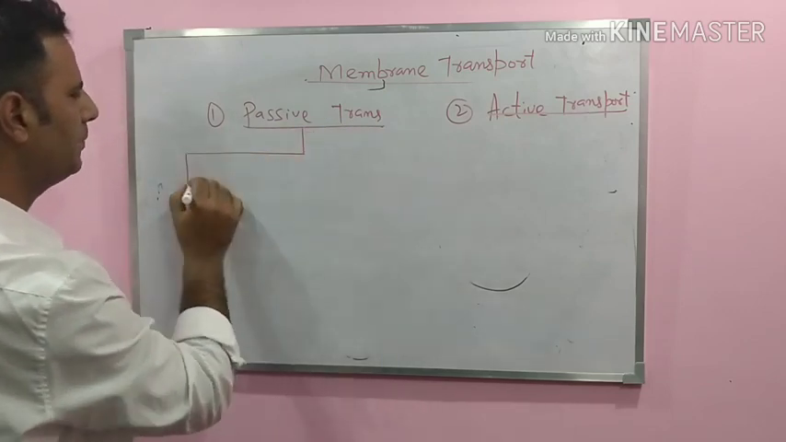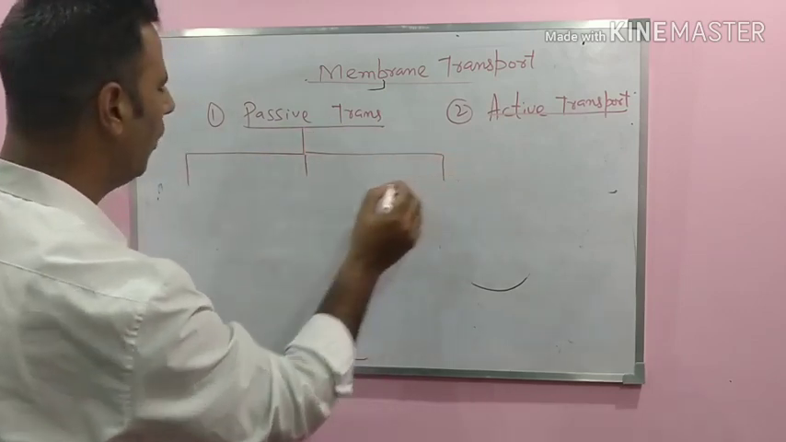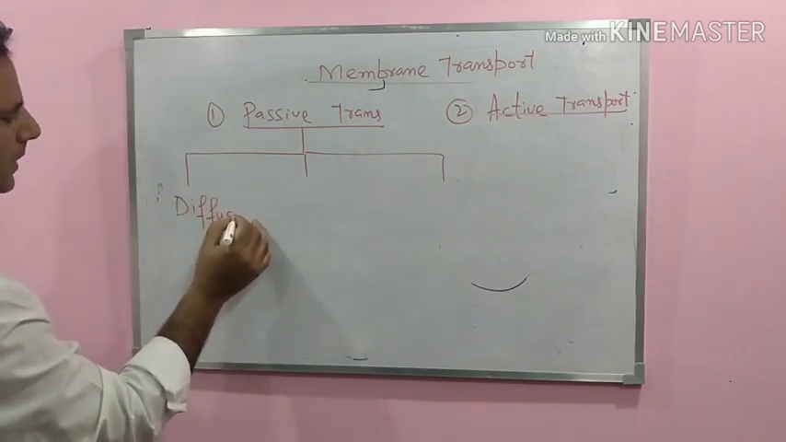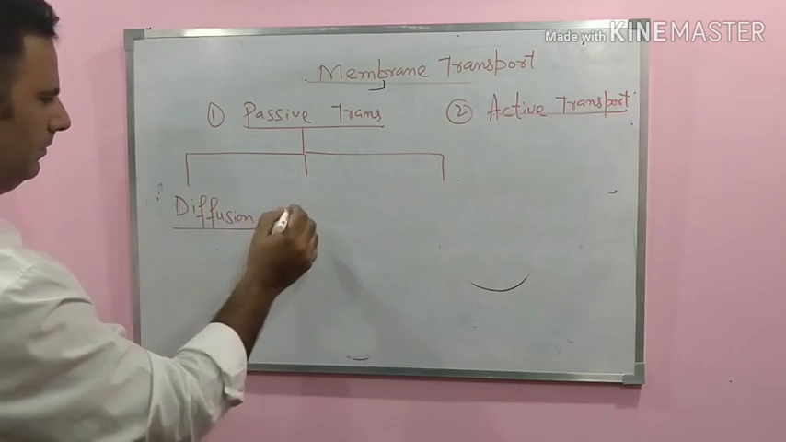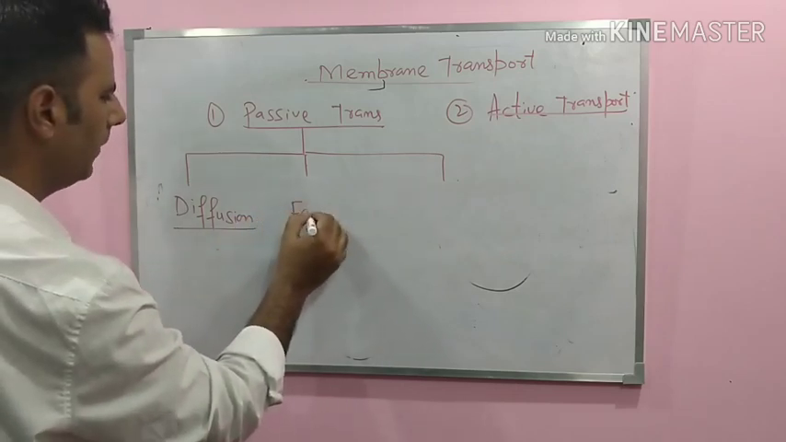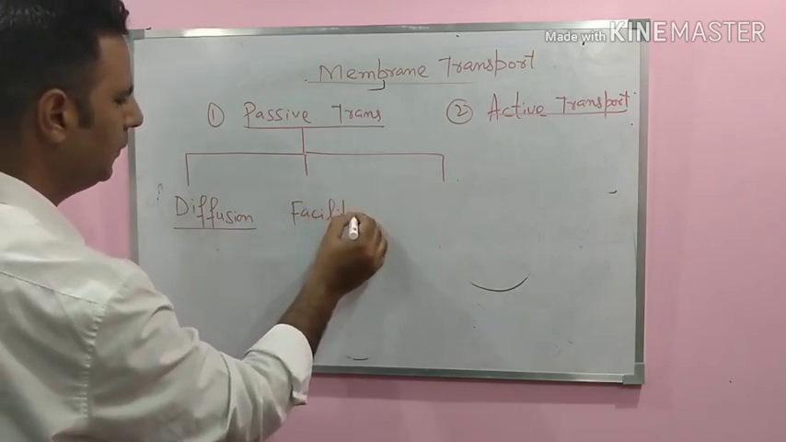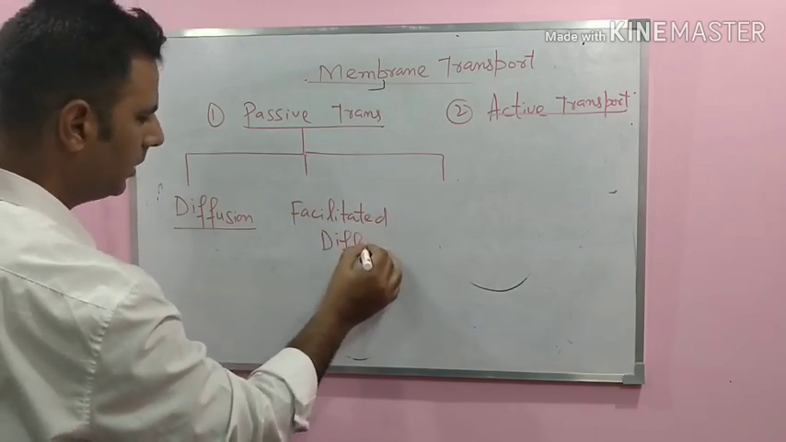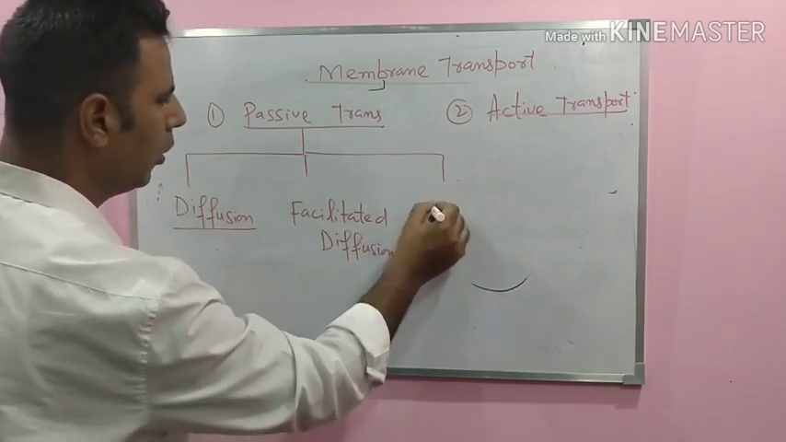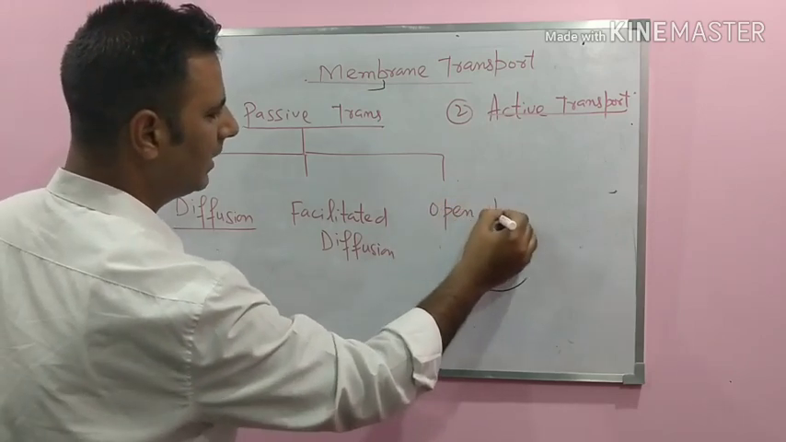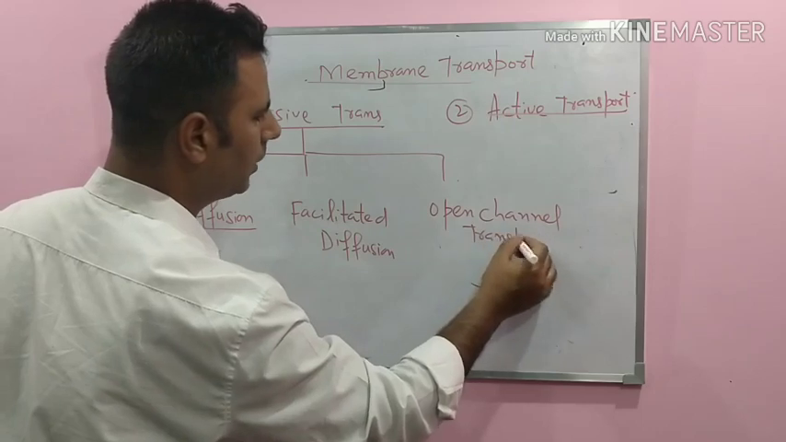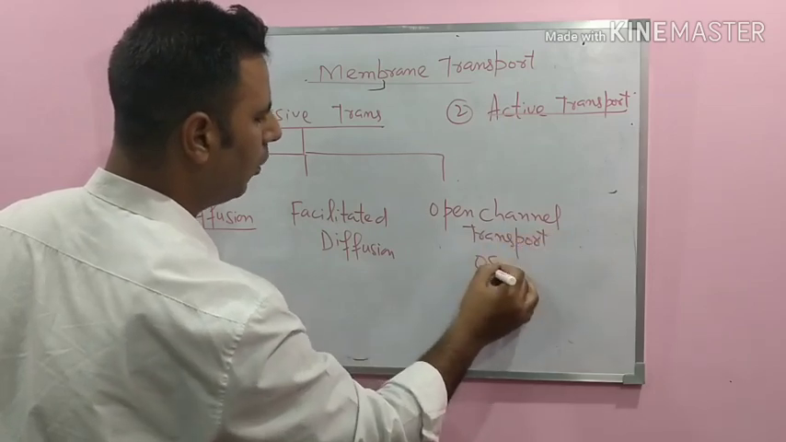The passive transport is of three types. One is diffusion, simple diffusion. Second is facilitated diffusion. And the third type of transport is open channel transport, which we call osmosis.